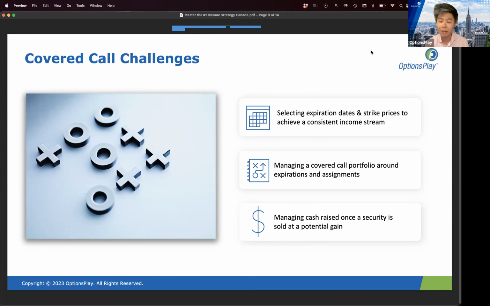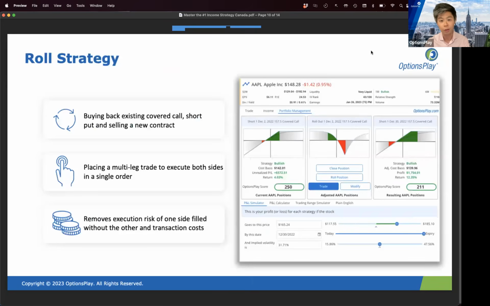You have to understand the different options. And once the stock gets called away, you now have a bunch of cash, right? You've sold the stock at a profit. You have a bunch of cash. What do you do with it? That's another headache that you sort of have when the covered call position is going well or in your favor.